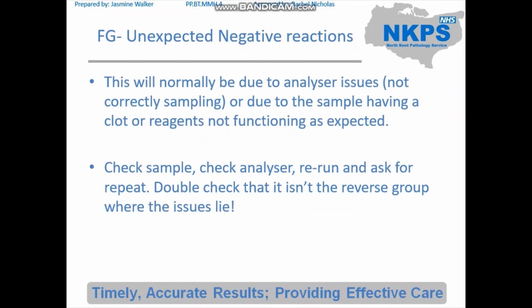Unexpected negative reactions. This is normally due to an analyzer issue, so not sampling correctly, not pipetting things into the correct areas, the sample having a clot, or reagents not functioning as expected. Make sure you check the sample, check the analyzer, rerun, and ask for a repeat. Double check that it isn't the reverse group that has the issues.